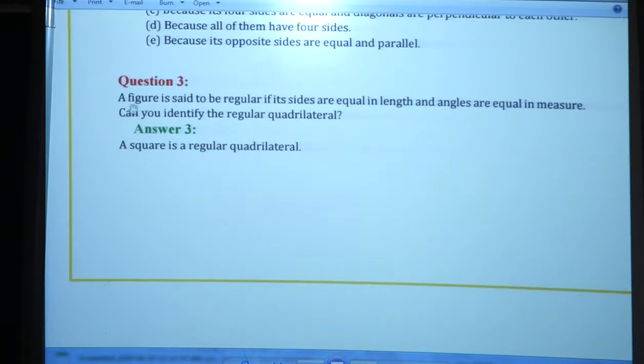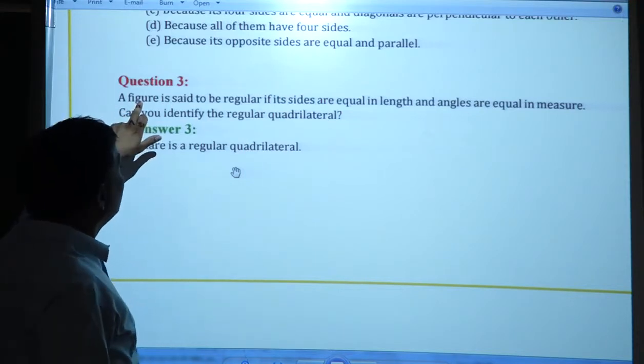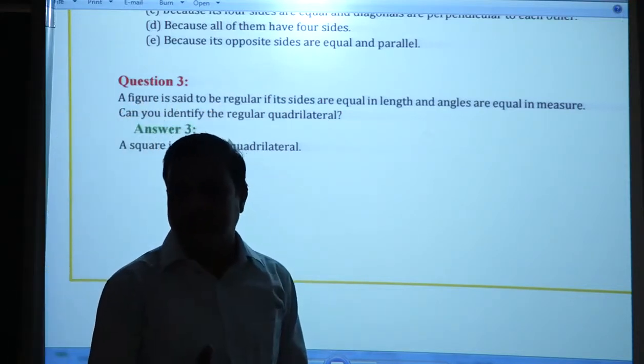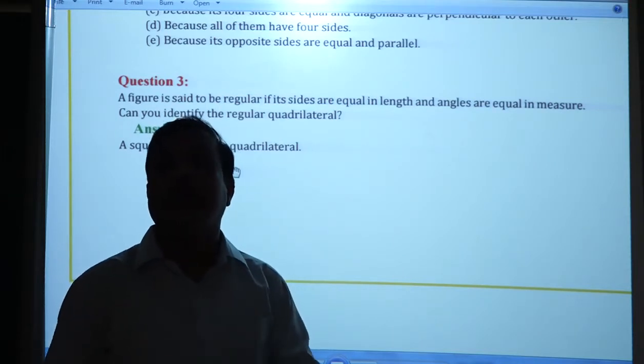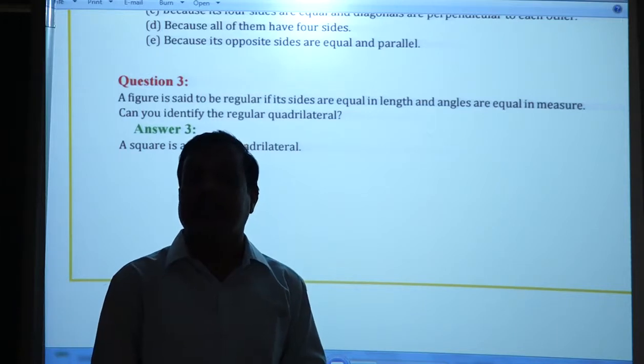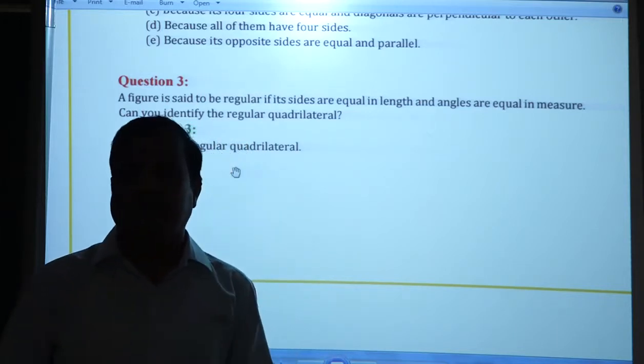Third question: a figure is said to be regular if its sides are equal in length and angles are equal in measure. Can you identify the regular quadrilateral? Regular means any figure whose all sides are equal and all angles are equal. That type of figure is called a regular figure.